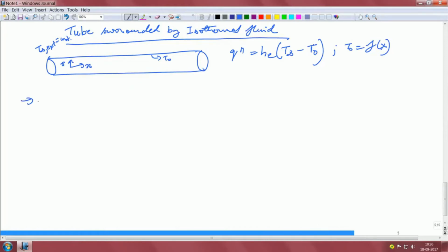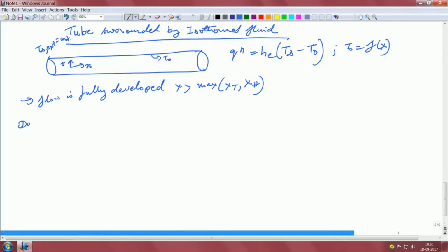Let us assume a few things: that the flow is fully developed. That means x is greater than the max of xt and xh; you know what xt and xh are. We define the Nusselt number. This is a slightly strange definition of Nusselt number: T infinity minus Tm, times d by k. T infinity is the external fluid temperature, and Tm is the mean temperature of the flow inside the pipe.